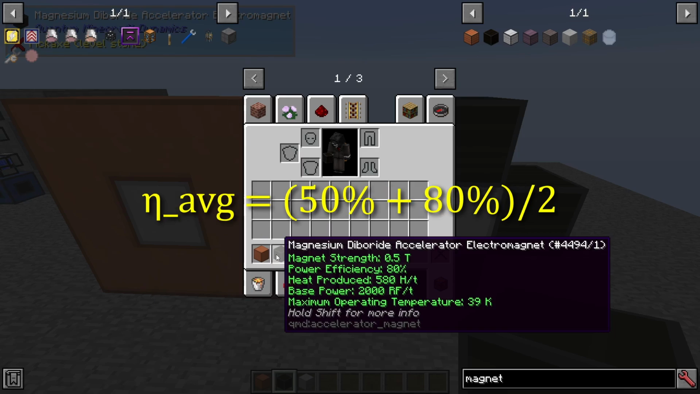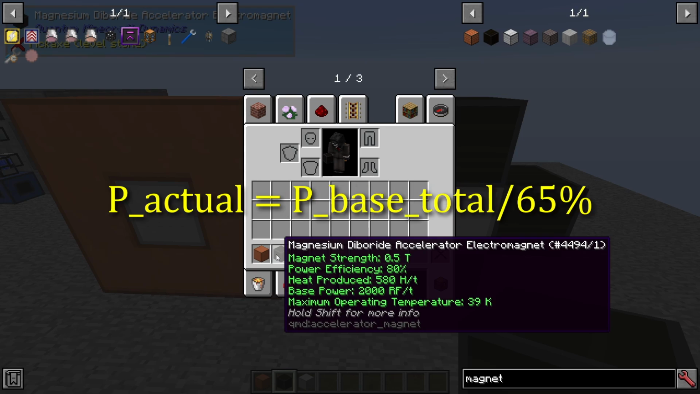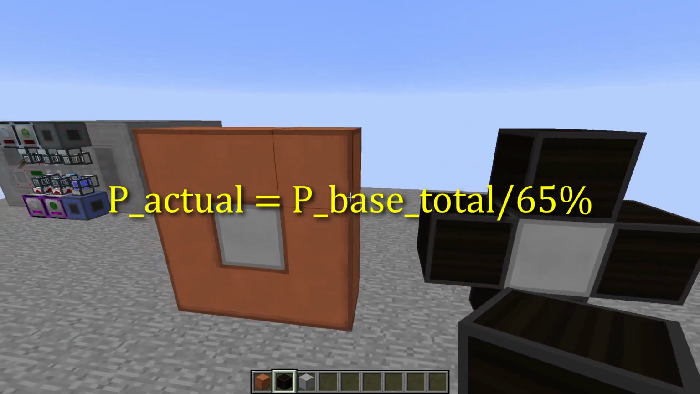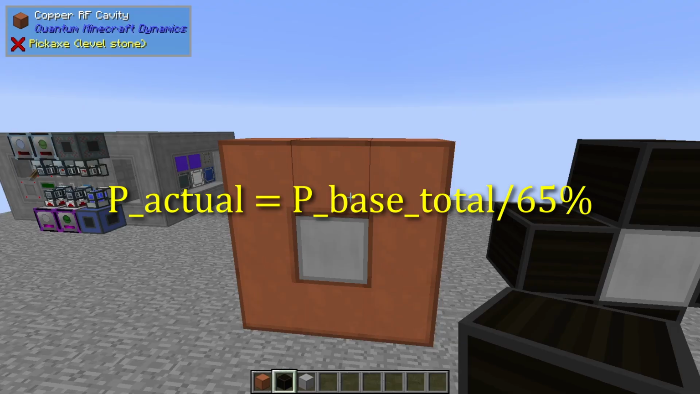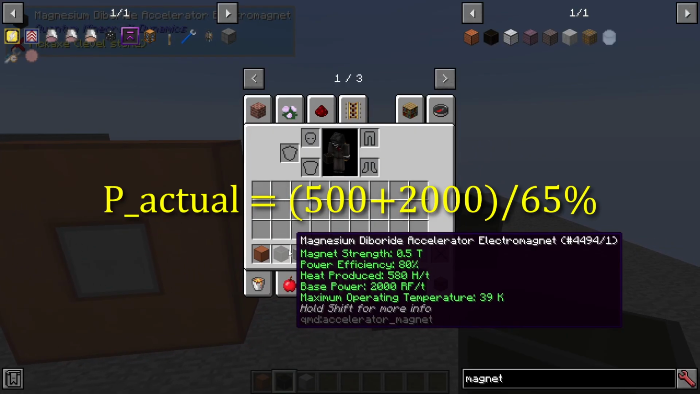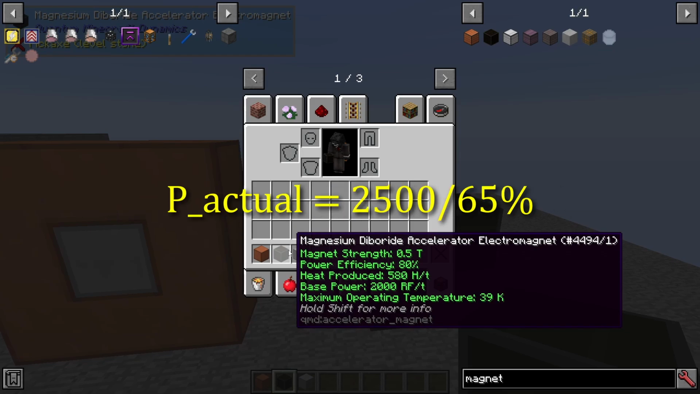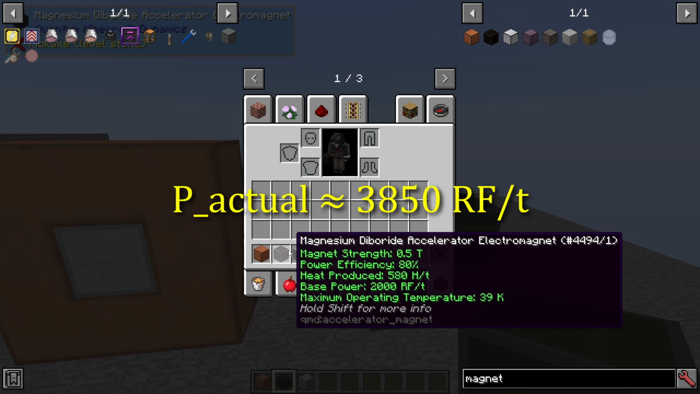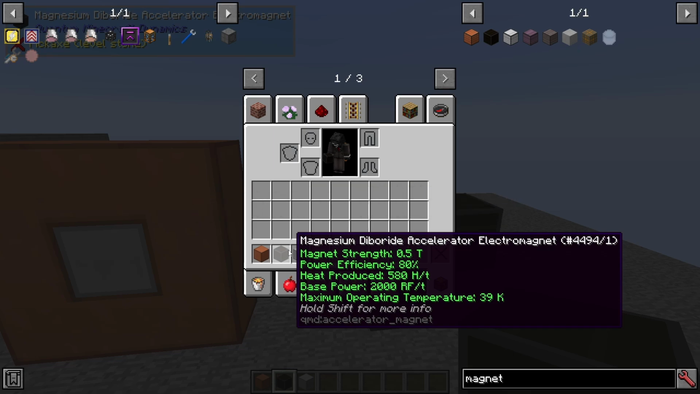Therefore, my accelerator would have (50 + 80) / 2 = 65% efficiency. And therefore, the actual power consumption would be (500 + 2,000) = 2,500, divided by 65%. Putting that in a calculator, the power consumption would be just under 3,850 RF per tick.